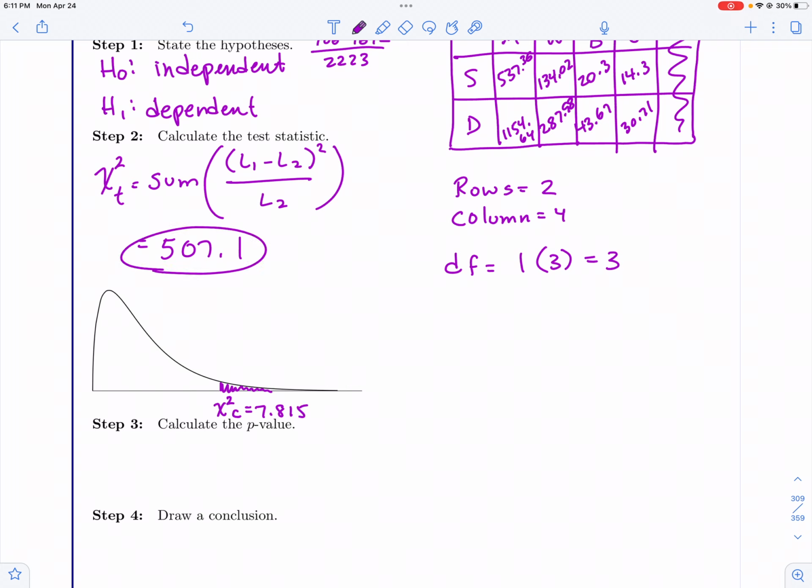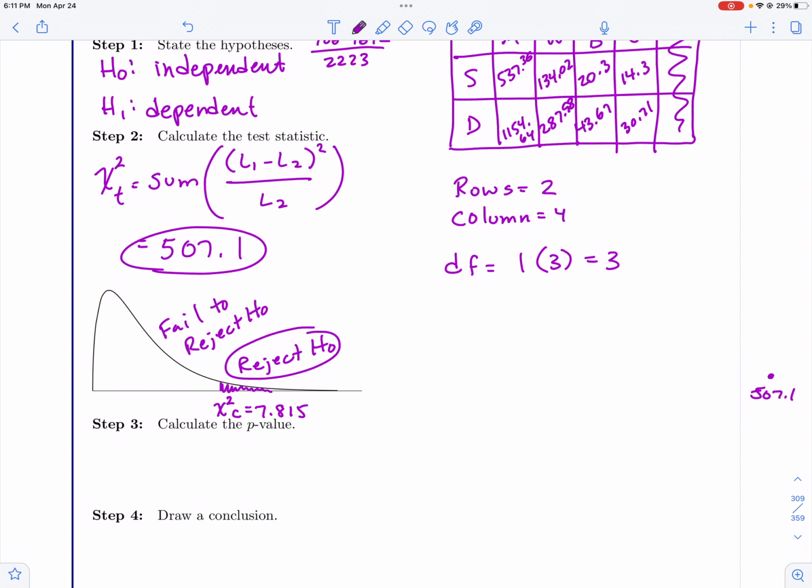Now, how does chi-squared sub t compare to this? So again, if we're in the shaded, we're going to reject h naught. If we're in the white, we're going to fail to reject h naught. And so 507.1 is going to be somewhere way even further to the right than that, technically. So we're definitely going to reject h naught in this case.